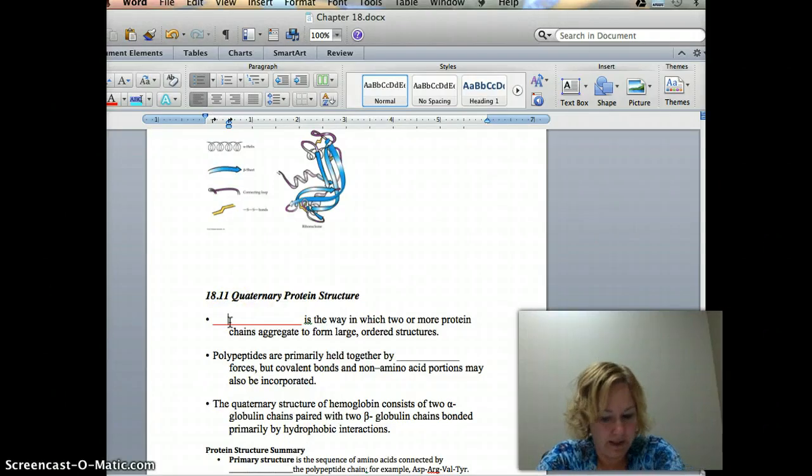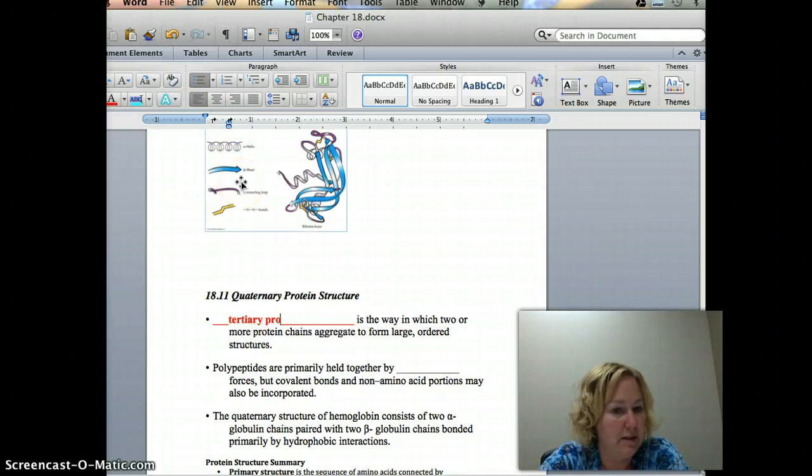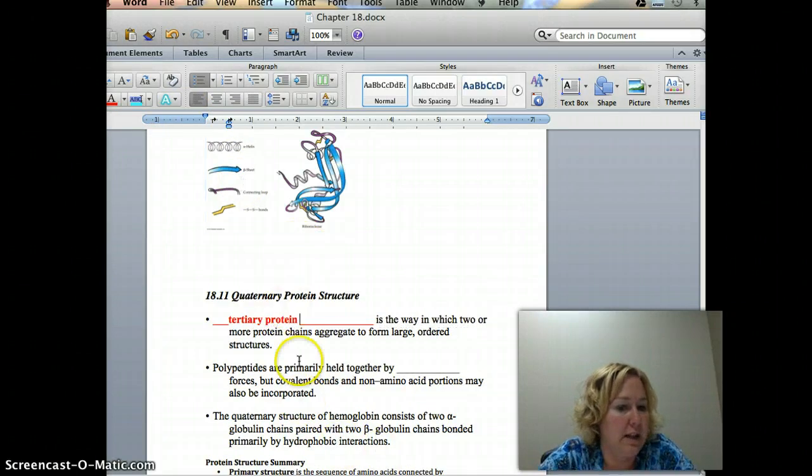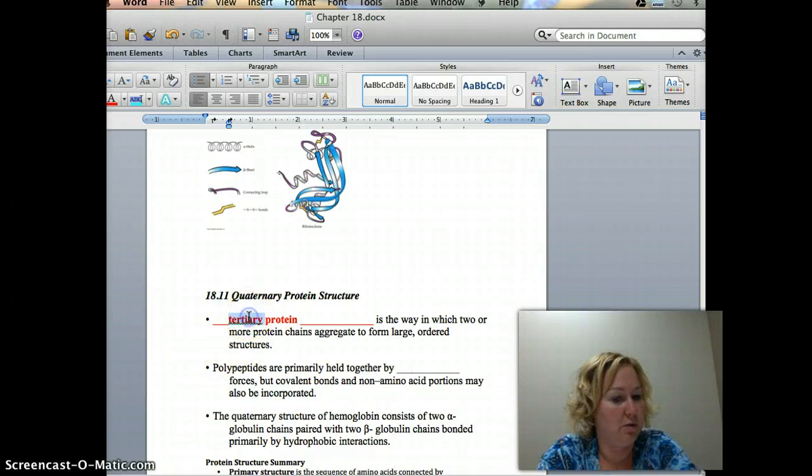Now, what determines this? The way in which the entire chain is coiled and folded is dependent not actually on primary, but tertiary. Tertiary protein structure is basically going to determine your second thing there. Polypeptides are primarily held together by what forces? I'm sorry, this should be quaternary. We have moved on to quaternary structure.